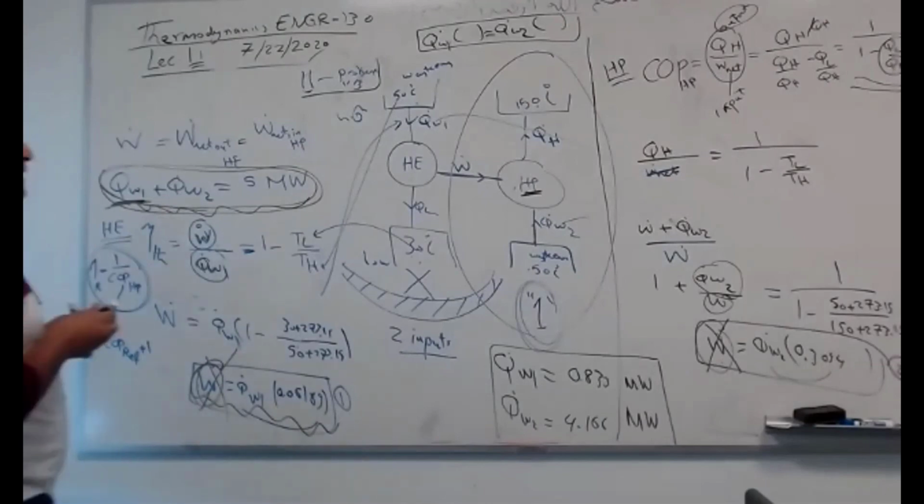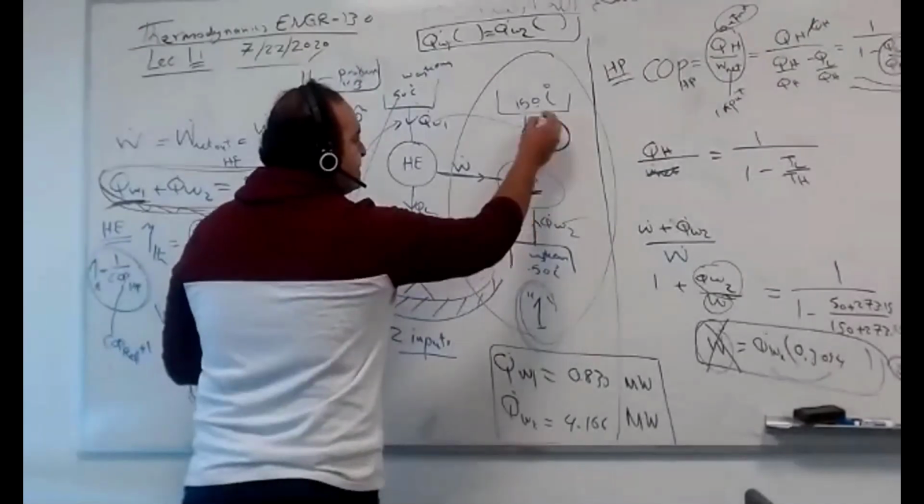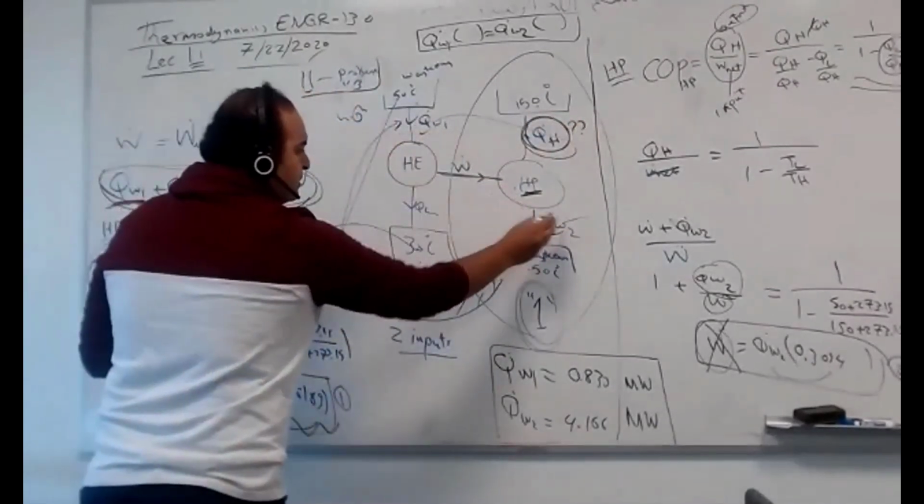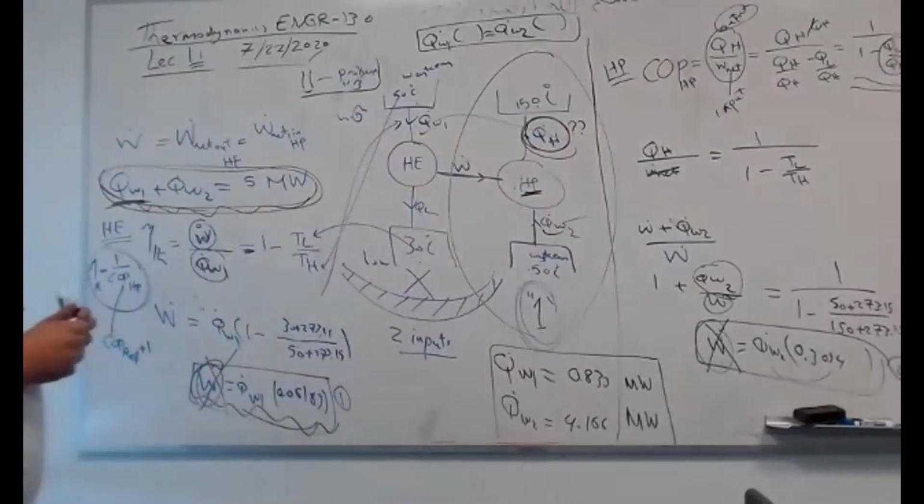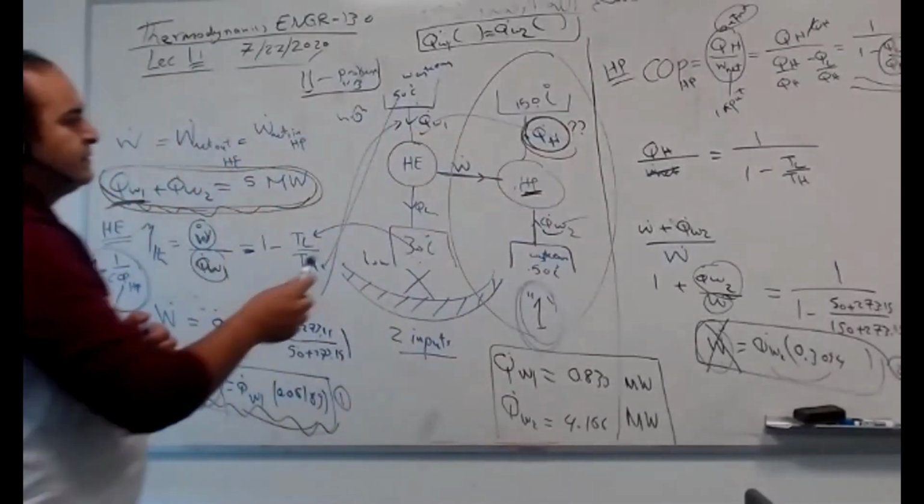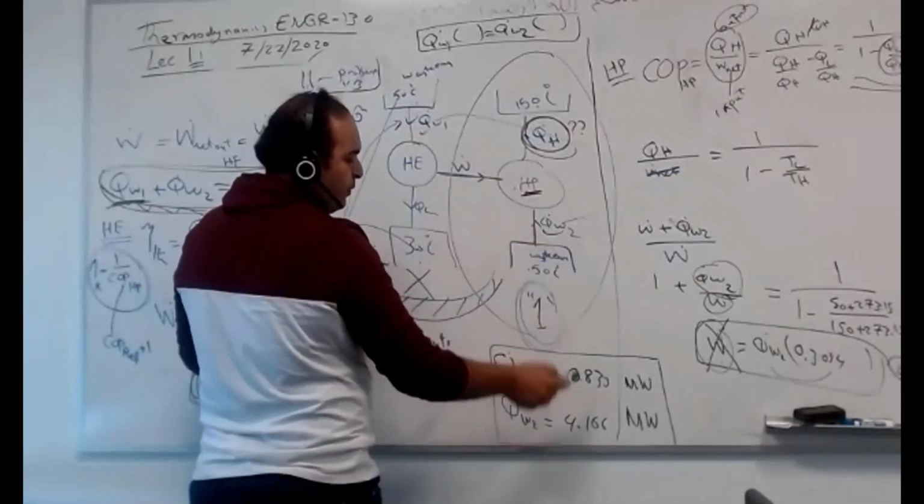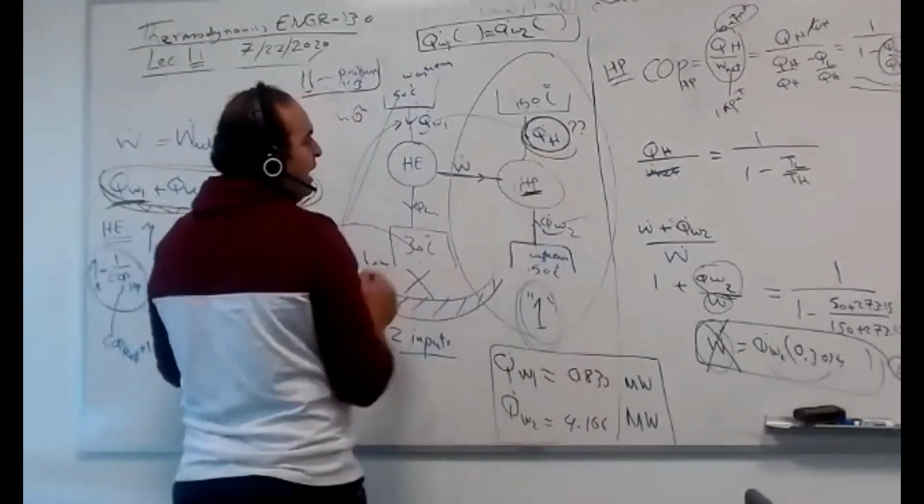Now I want this. Still, I want this, guys. This is what is required from the problem. I got this, yes. Now, what should I do, guys? If I want this, I need W dot and this. So I have this guy, 4.166. I want this guy. How can I get it, guys?